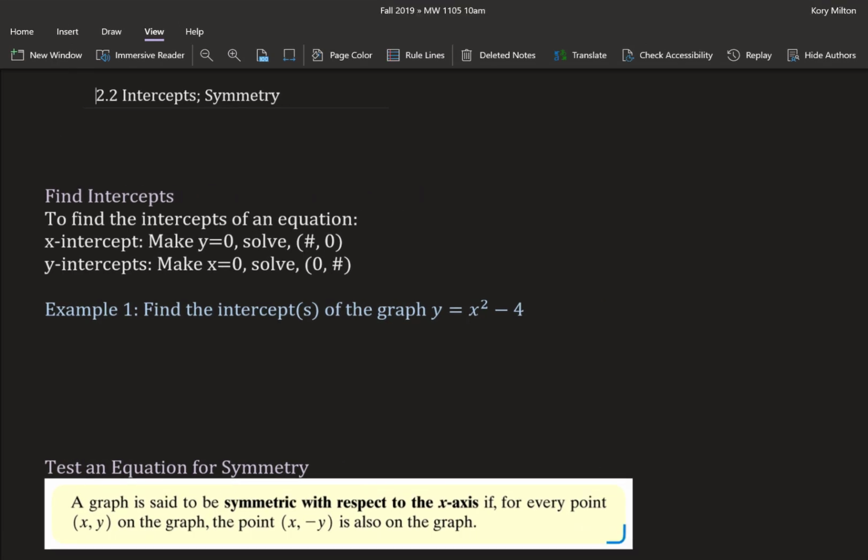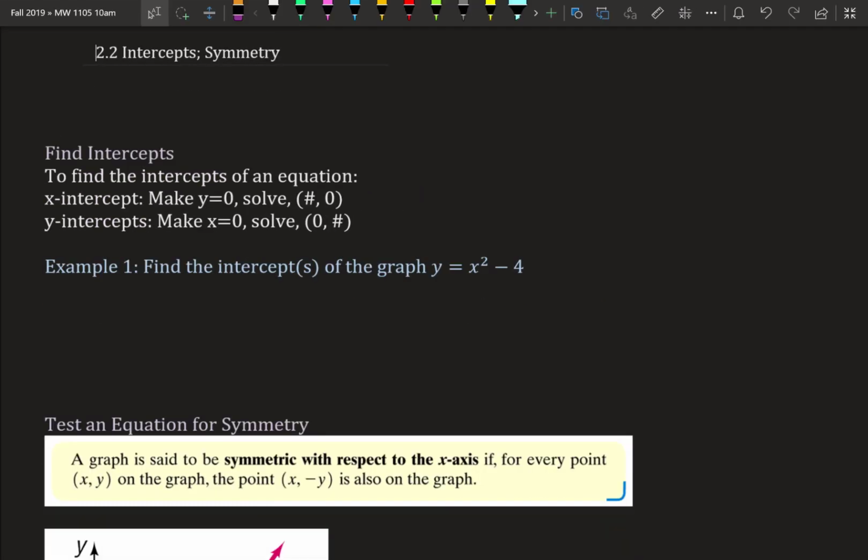2.2 Intercepts and Symmetry. Intercepts are very important in algebra and calculus for multiple reasons, and we'll talk about that as the semester continues. We're going to talk about them at least once a week because they're that important, and we'll learn so much about them. And then we're going to talk about symmetry.